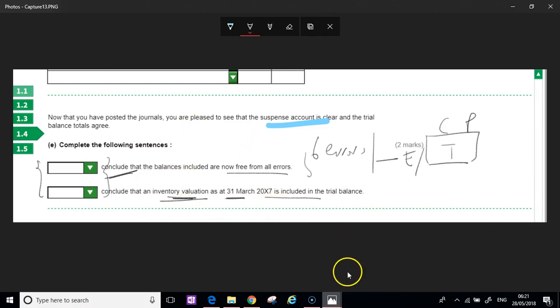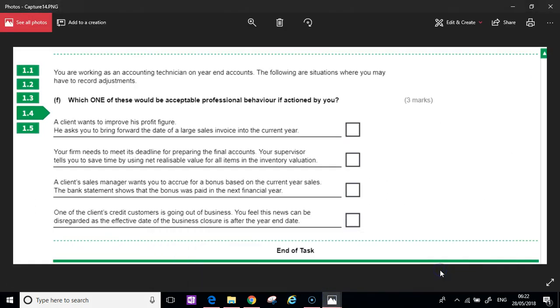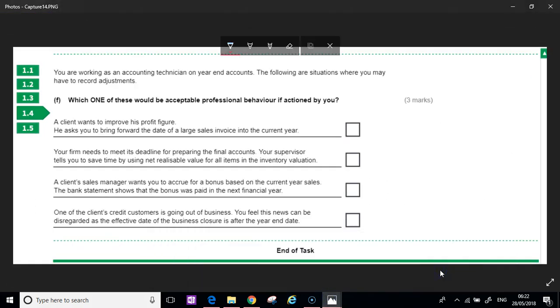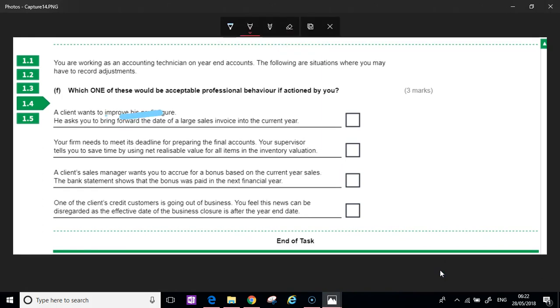And the last one, I believe, yes, here we are. This is an ethics question, a nice ethics question. A client wants you to improve his profit figure. He asks you to bring forward the date of a large sale. Well, I'm sorry, that's just wrong. Your firm needs you to meet a deadline. Your supervisor tells you to use net realizable value for all items. That's wrong again. We must always use the lower of cost and net realizable value.